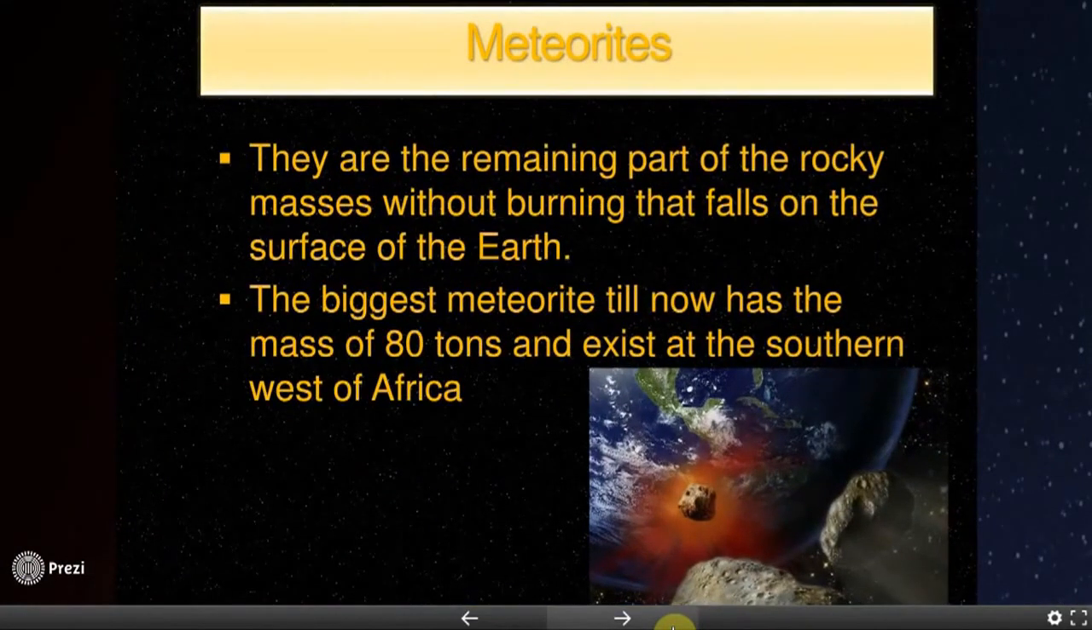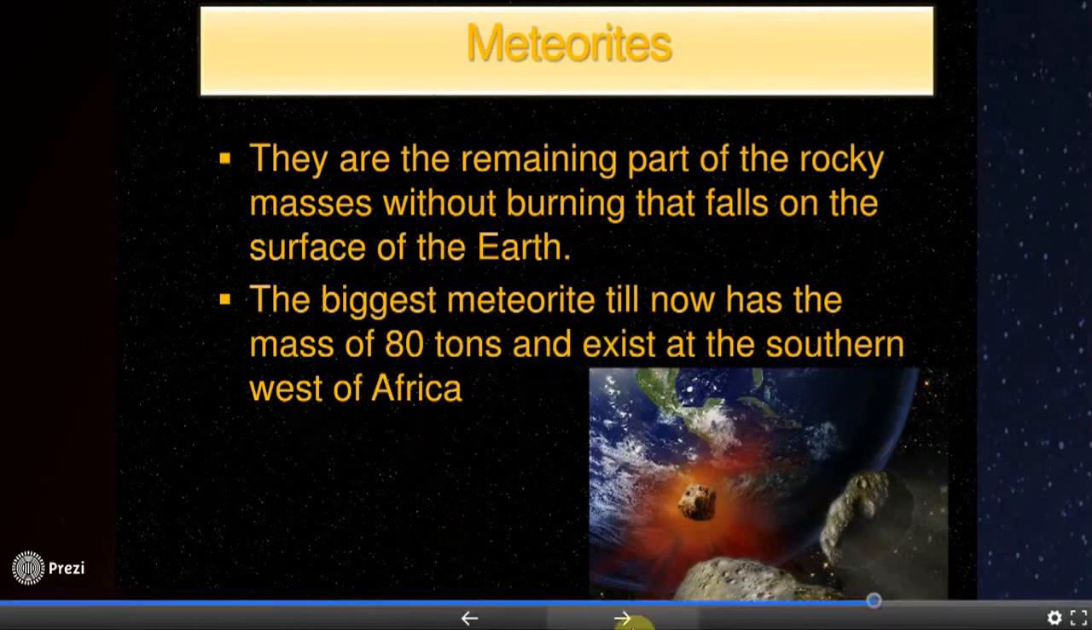Meteorites are larger than meteors. They are the remaining part of the rocky masses, without burning, that falls on the surface of the Earth. The biggest meteorite till now had a mass of 80 tons and exists in southwest Africa.